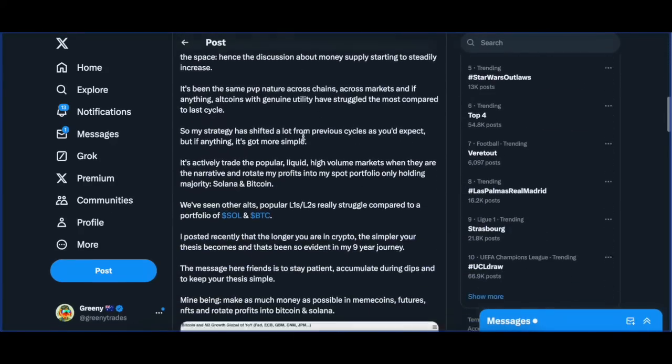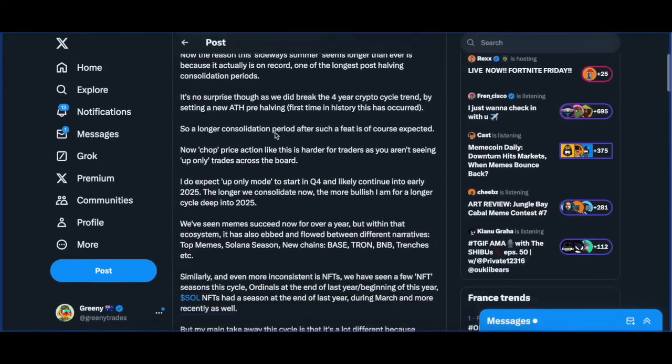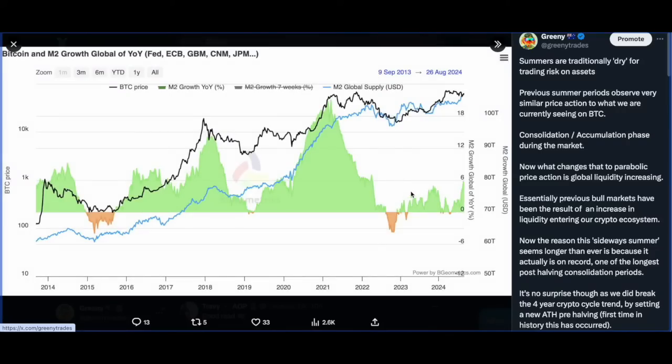So I wrote a big long post about consolidation and summers and those types of things. But this one here, this is global money supply. So this is money supply, as you can see. And usually once global liquidity starts to increase, so this green area, month-on-month growth, is when you start to see bull markets take off.